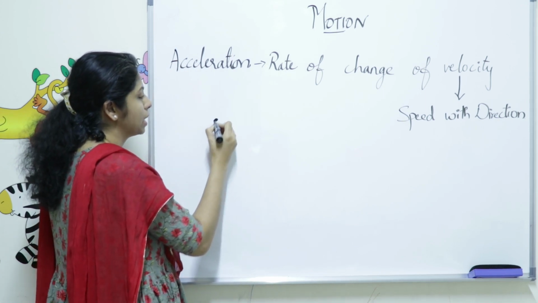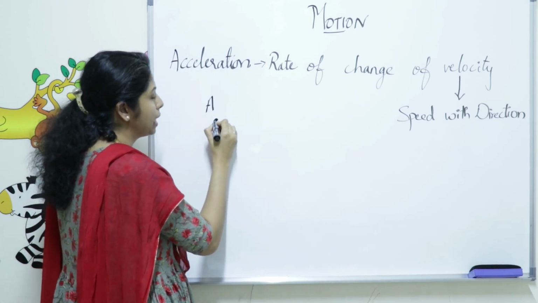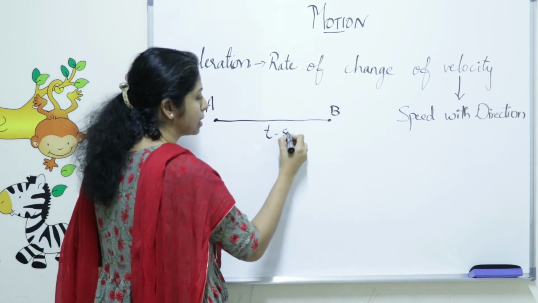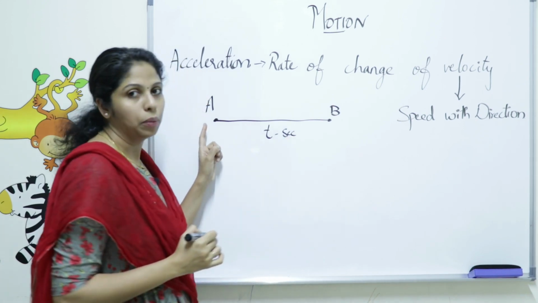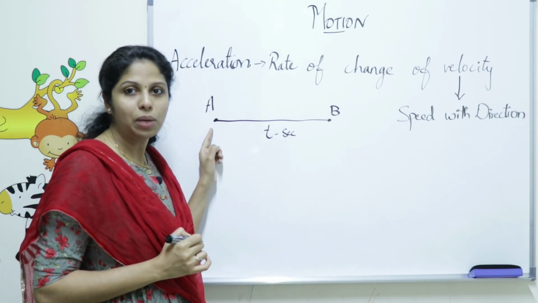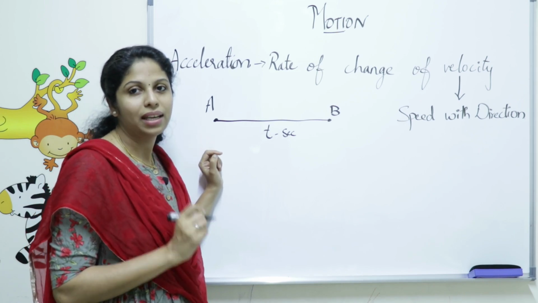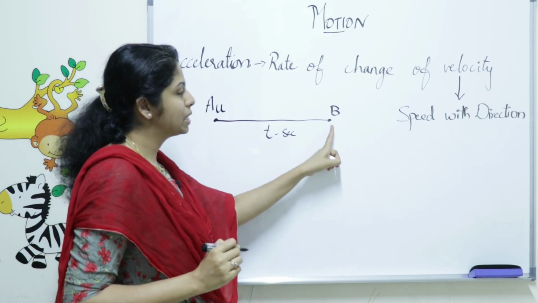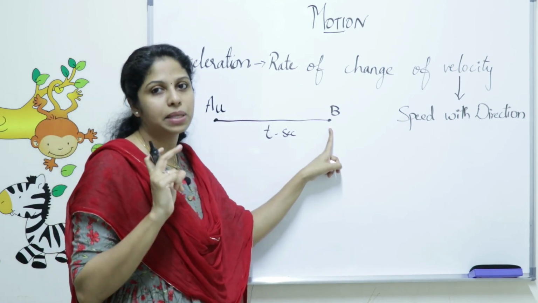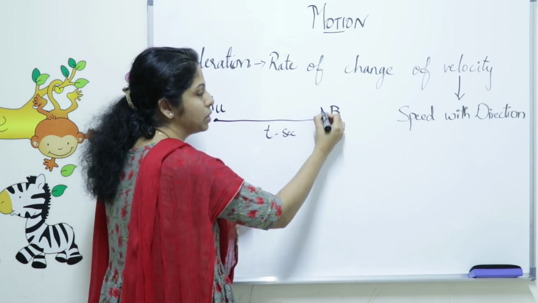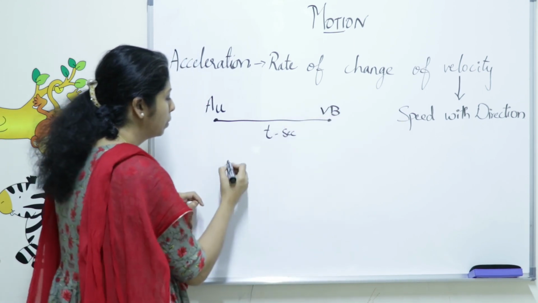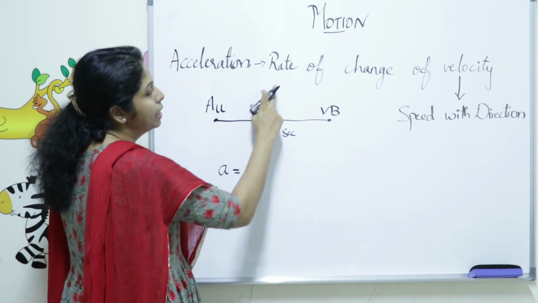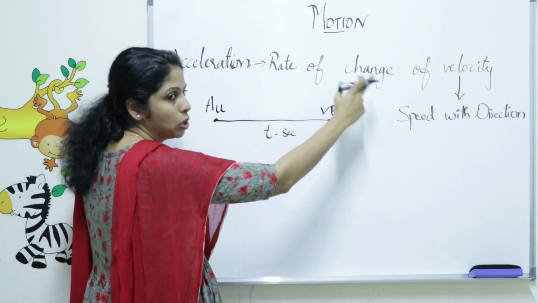So, consider an object which is starting at a point A and it travels to a point B in time t seconds. Now, the object at its initial position will have an initial velocity, represented using the letter u. An object which reaches its final position will have some final velocity, which is represented by the letter v.